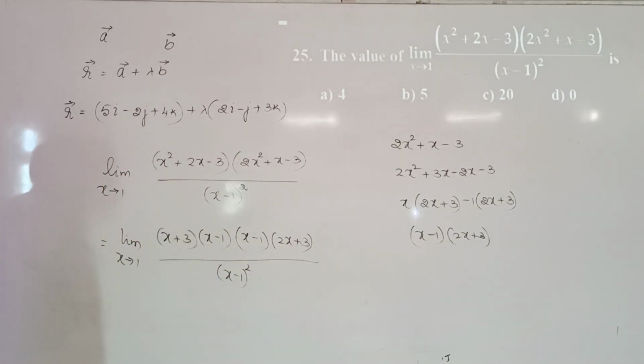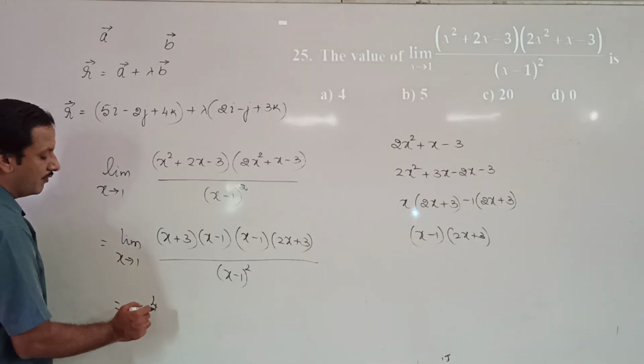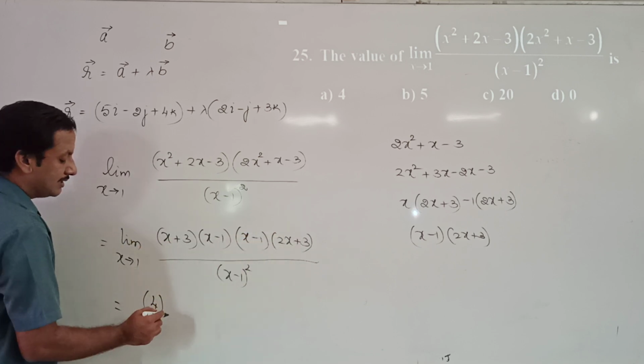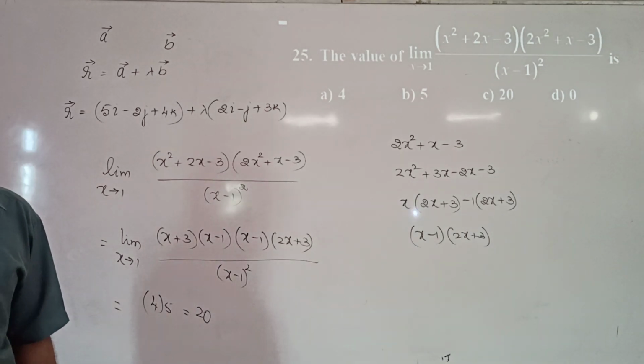So now this (x minus 1) gets cancelled. Apply the limit as x tends to 1. 1 plus 3, 4, into 2 plus 3, 5. Answer is 20. Option C.